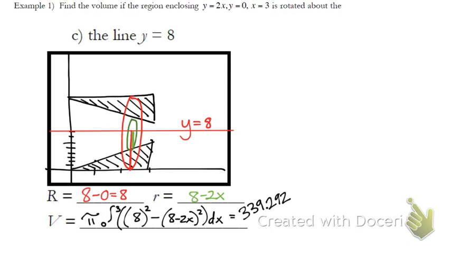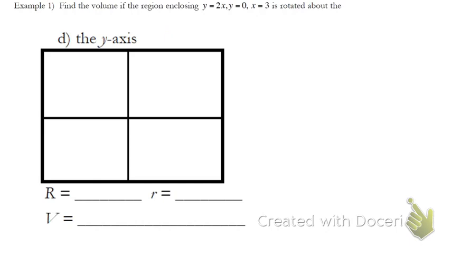Next, we still have 3 more examples we're going to do with this shape before we move on to a different shape and what it looks like when we do it a little differently. In example D, same shape, I'll write it again. 1, 2, 3, 1, 2, 3, 4, 5, 6. So it's still this triangular shape. Only this time we are revolving it or rotating it around the y-axis. So when you reflect it this time, I want you to reflect it across the y-axis.